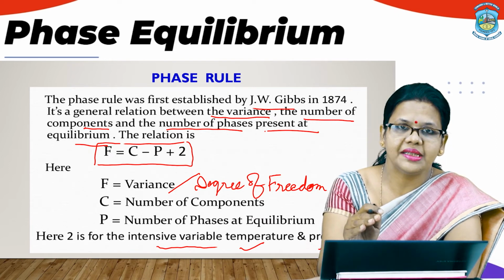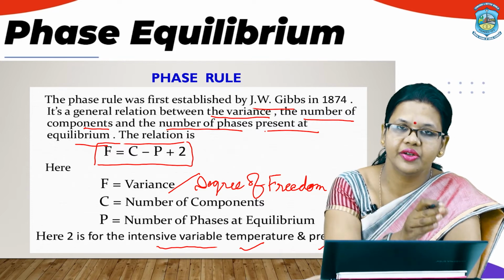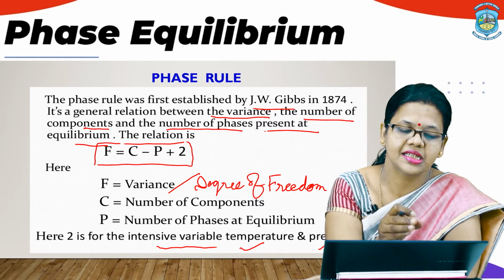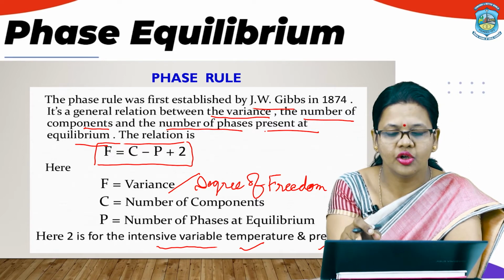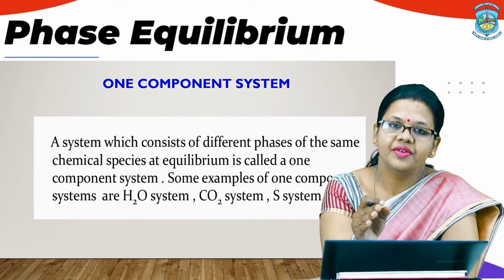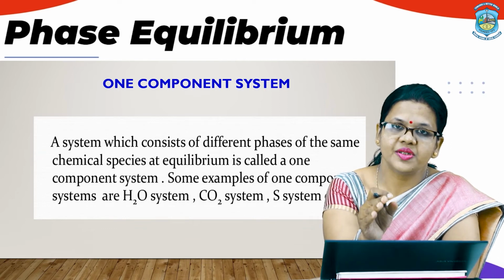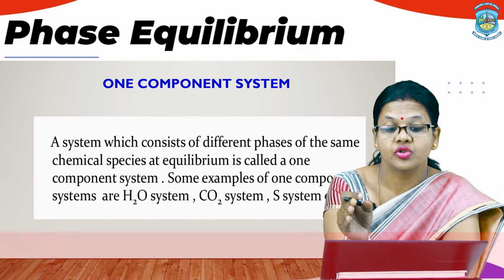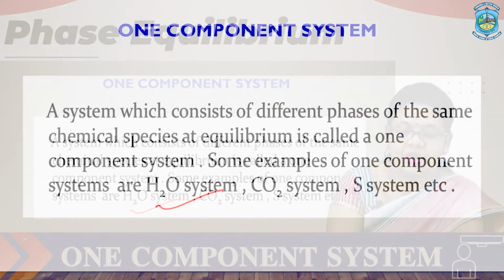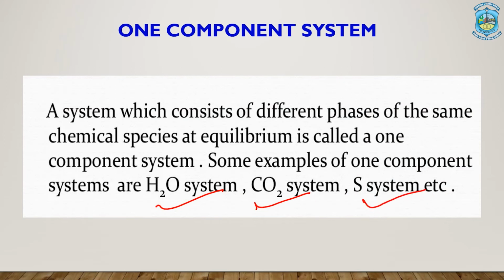Again, we will see the mathematical relation. It is a relation between the degree of freedom, components and the phases which are present in a system, and its expression is F = C - P + 2. Now, since I have told you about the number of chemical compositions, like in case of water it is H2O, so it is a one component system. There are many such examples like water system, carbon dioxide system, sulfur system.